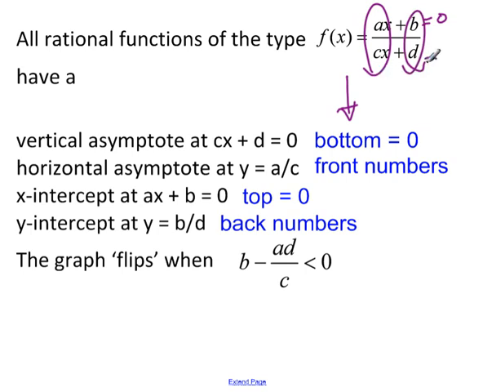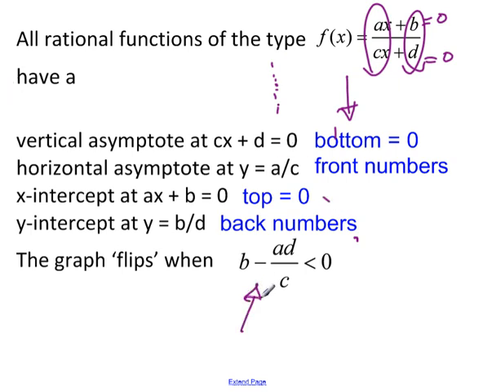So it's kind of like we've got every little thing that you can do here. The front numbers, the back numbers, the top to 0, and the bottom to 0 all give you some information. So you just got to keep straight which ones do what. And if you have an idea of why those things are happening, like the bottom going to 0 can't happen, that's why it's a vertical asymptote, then you can start to remember why these things work, and you'll be able to do alright on the test.